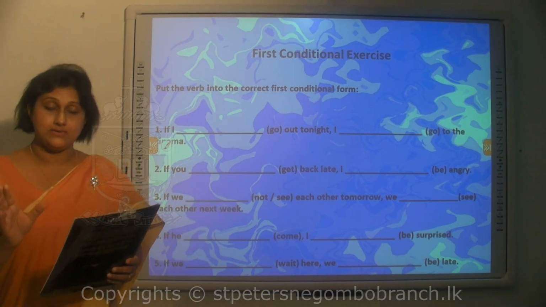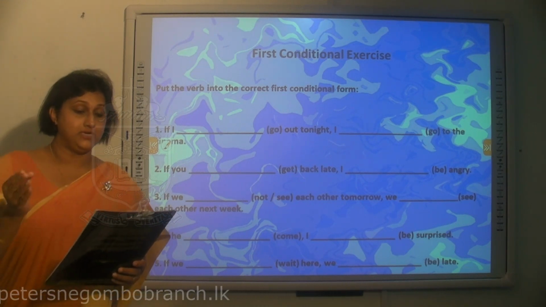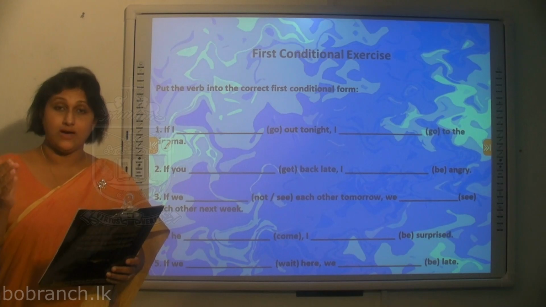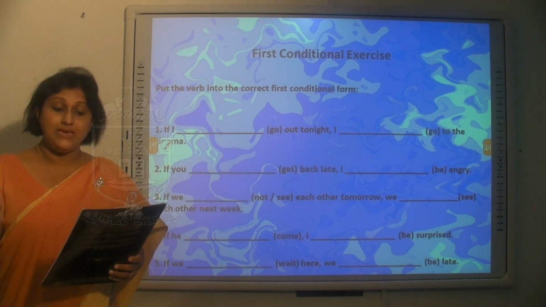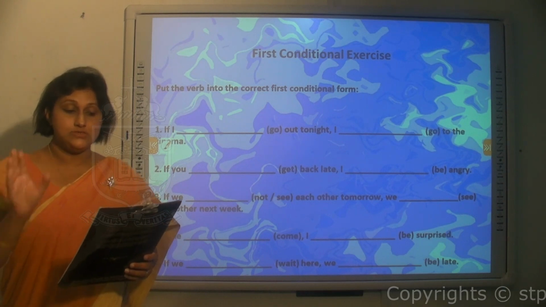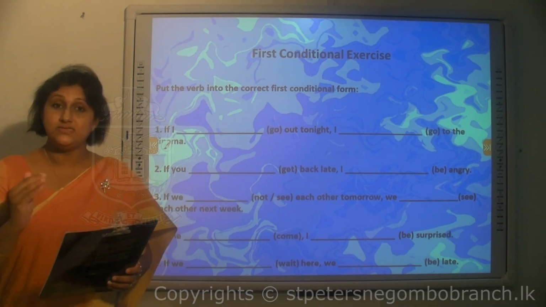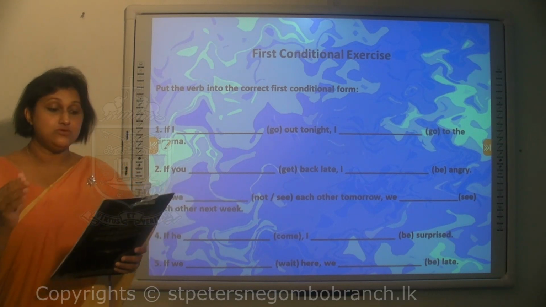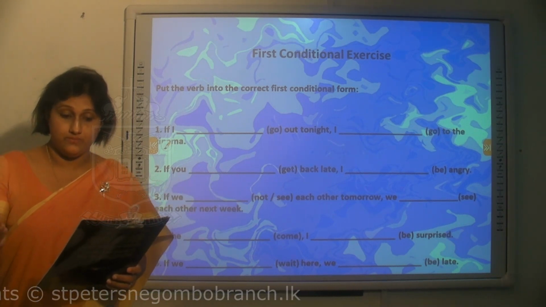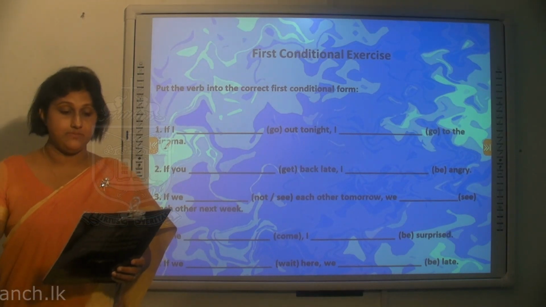Moving on to the third one: if we blank, not see, a negative formation, each other tomorrow, we blank each other next week. Not see, we can say do not see. If we do not see each other tomorrow, we will see each other next week. Okay, very simple.